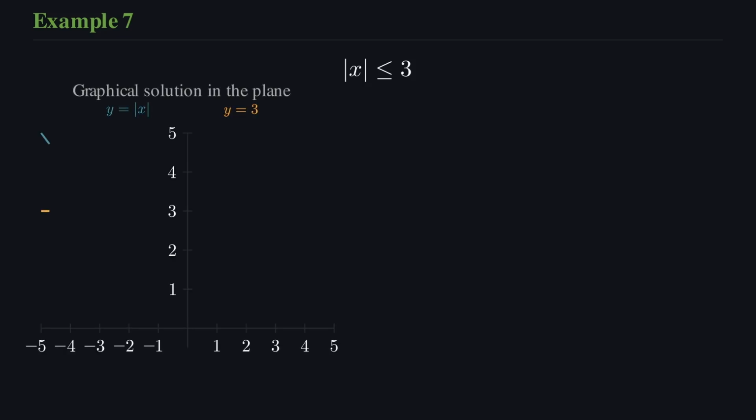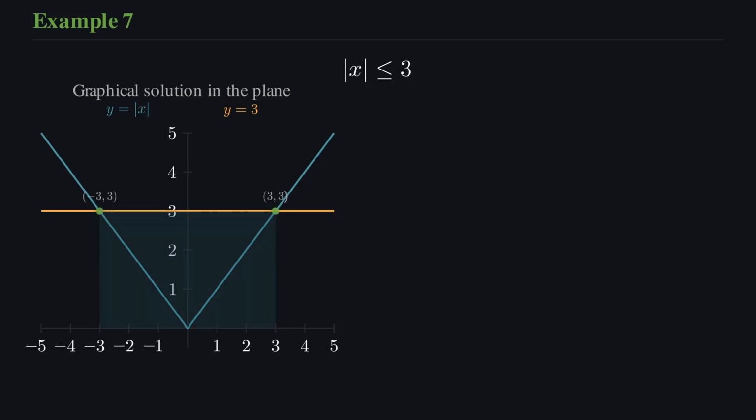Example 7. Solve the absolute value of x is less than or equal to 3. Graphical solution in the plane. We draw the graph y equals absolute value of x, the standard V shape centered at the origin. Then we draw the horizontal line y equals 3. The inequality asks for the part of the graph where y equals absolute value of x is on or below the line y equals 3. So we highlight the central part of the V graph that sits under this line.